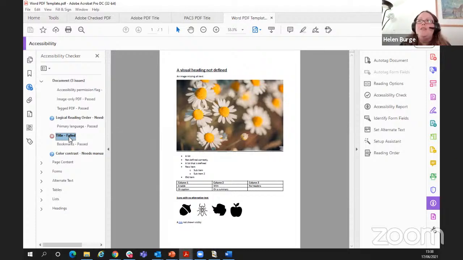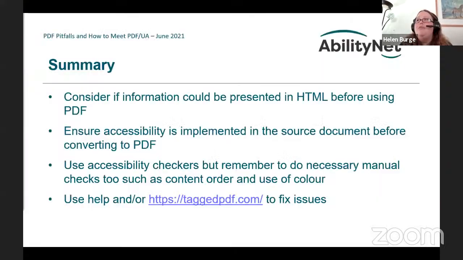This is something that's always going to fail when it's done. The title will fail because although it's there, there's something that doesn't link it in the export part. And so if you just click fix, it will now be using the title that was provided by the Word document. But that one is a known issue when it comes to exporting Word documents into PDFs. So yes, making sure it's implemented in the source document before converting to PDF makes your life a lot easier.